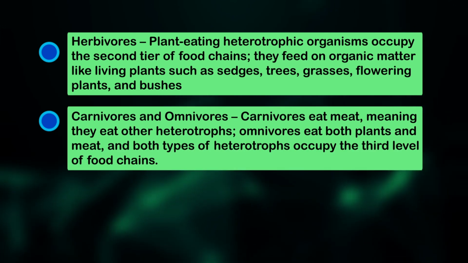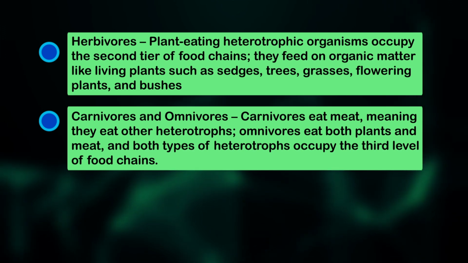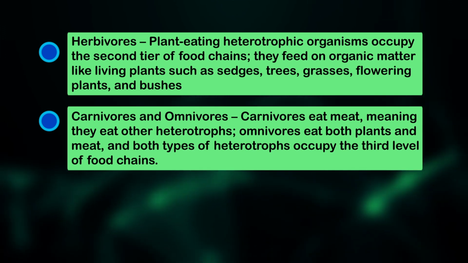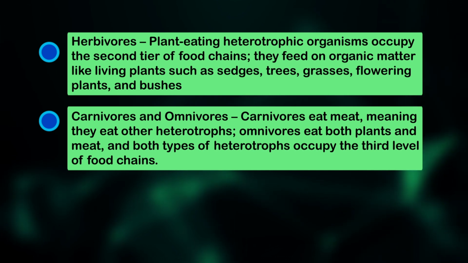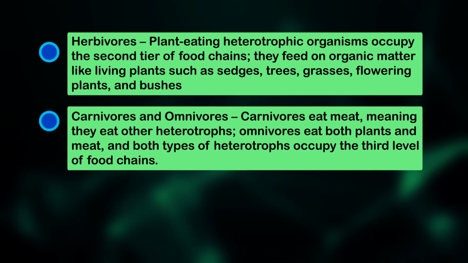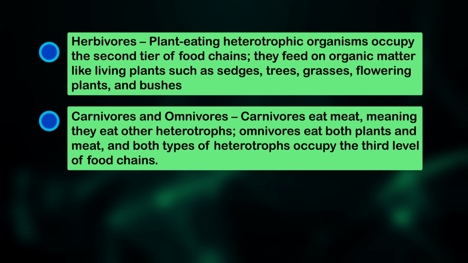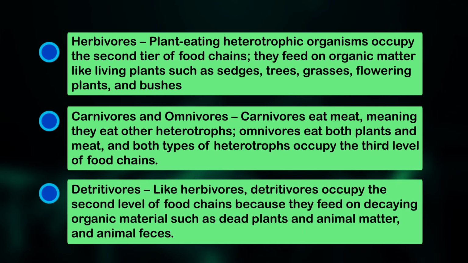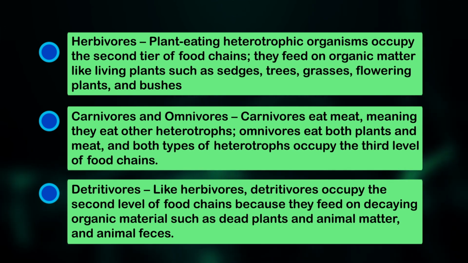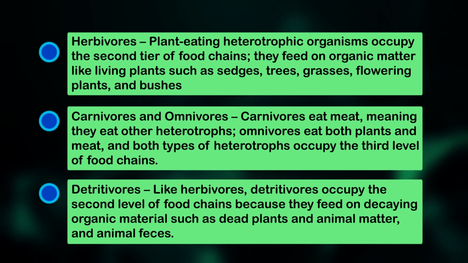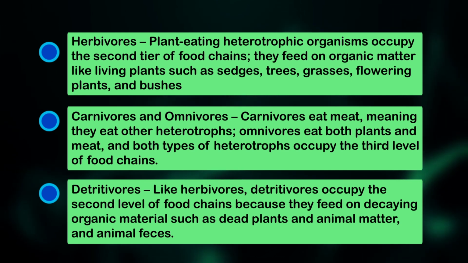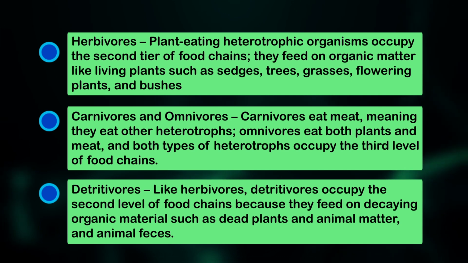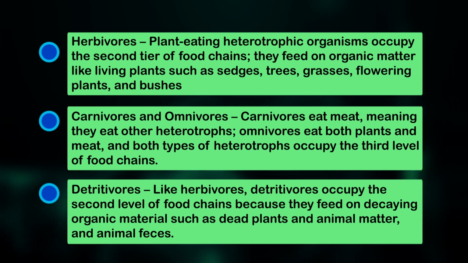Carnivores and omnivores: carnivores eat meat, meaning they eat other heterotrophs. Omnivores eat both plants and meat, and both these types of heterotrophs occupy the third level of the food chain. Moving on to the detritivores, they occupy the second level of the food chain because they feed on decaying organic material such as dead plants and animals and even the fecal matter of different animals.